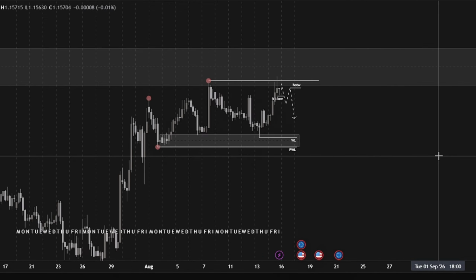So yeah, that's pretty much the overall weekly outlook that I'm looking at. Let me know if there's anything you guys want me to go over, maybe a little bit deeper into the mechanics of the strategy.